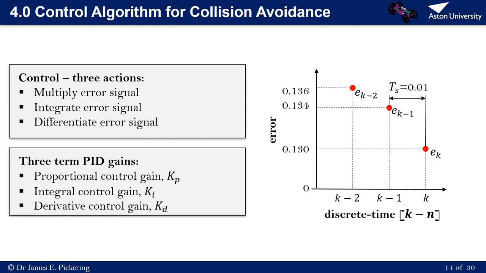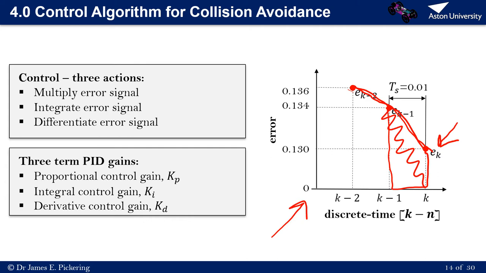Focusing on this error signal that we formed, the difference between the reference and the measured value, there are three actions that we can do on this signal. If we're just looking at the current sample error, we can multiply that error signal. If we take into account the current and the past sample, we can integrate to determine the area. We can also differentiate it, so we can work out an approximation for the rate of change of these errors. So multiply, integrate, differentiate: that's what we can initially do with this error signal.